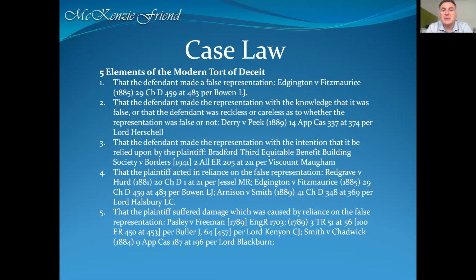That the defendant made the representation with the intention that it be relied upon by the plaintiff. That the plaintiff acted in reliance on the false representation. The plaintiff suffered damage which was caused by reliance on the false representation. This is just the development of the early principles from Derry and Peake.